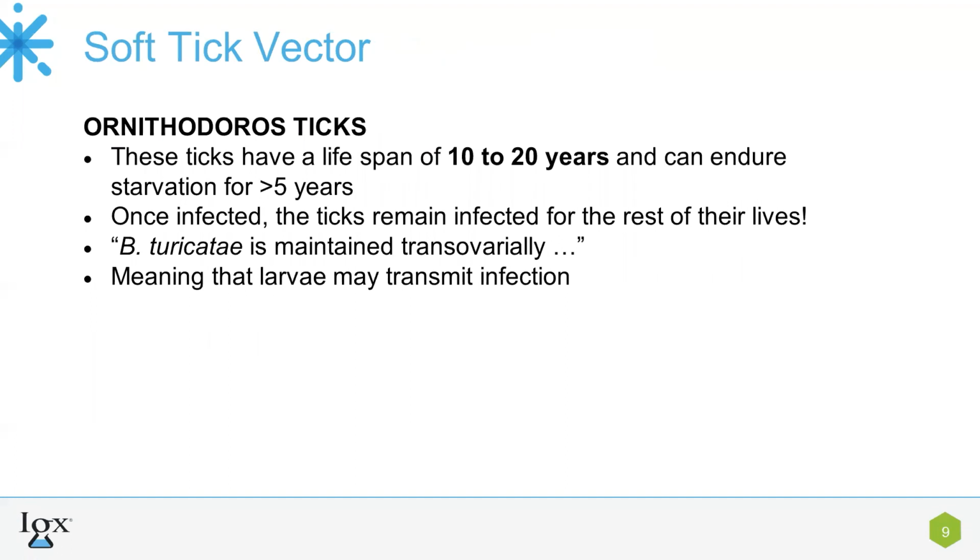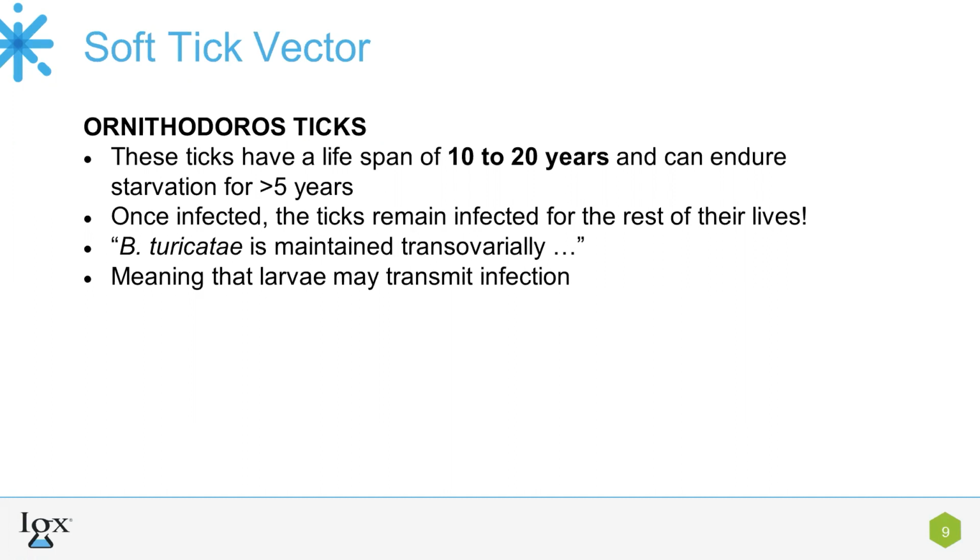All right, let's talk now. The second thing that helps to define relapsing fevers is the vector, the soft tick. What is a soft tick? They're called Ornithodoros. These ticks are very unique. They have a lifespan of 10 to 20 years. They can endure starvation without feeding for as long as 5 or more years. And once they're infected, they will stay infected for the rest of their lives.